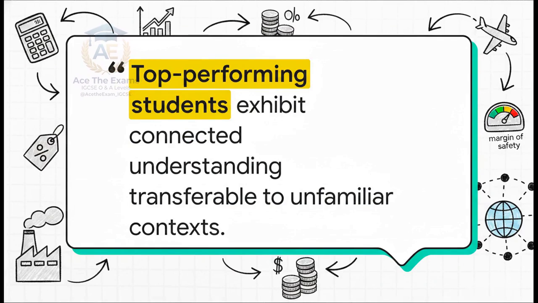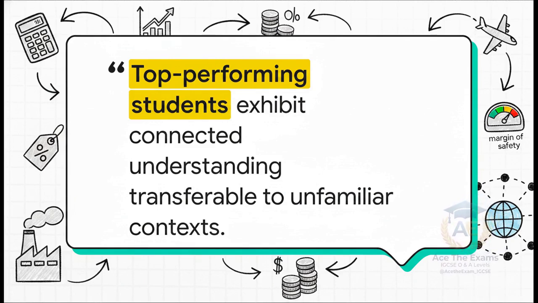Now, I want you to pay close attention to this, because the principal examiner reports issue a very clear, direct command on this topic. They say, and I quote, "Top-performing students exhibit connected, conceptual understanding transferable to unfamiliar contexts." So what does that actually mean for us? It means cross-topic connections. The examiners want to see that you get the big picture.